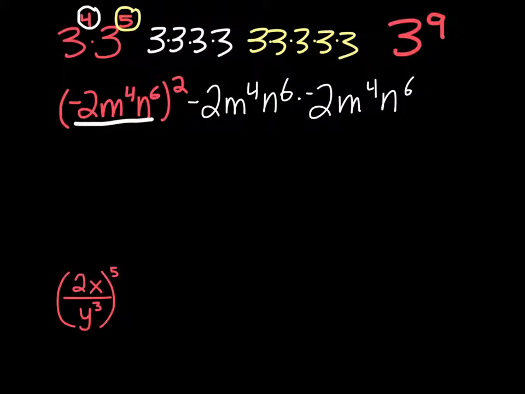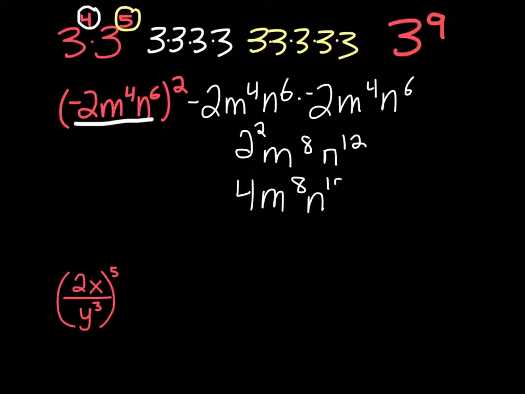So we know that when we see m to the 4th and m to the 4th, we can add those exponents and we'll actually have 8 m's in total. We also know that when we have n to the 6th and n to the 6th, we can add those exponents and we'll have 12 n's in total. You could write them out and count them as well, or visualize them in your head. Now I have negative 2 times negative 2, which is 2 to the power of 2, and we write that out as 4. So I have 4 m to the 8th, n to the 12th.